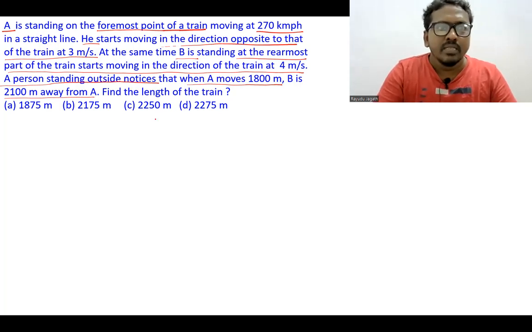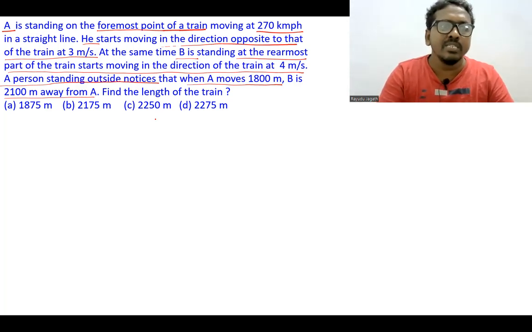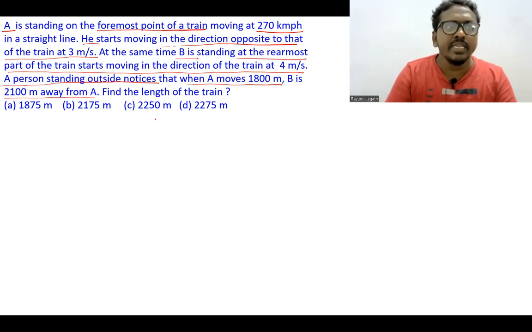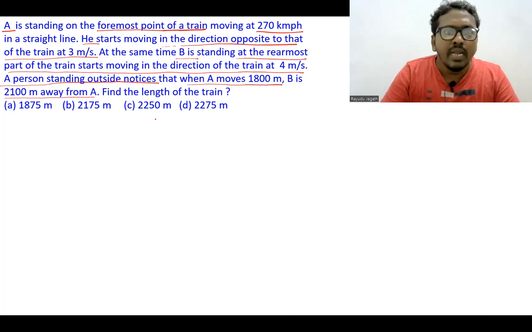Okay, here we are talking about the same train, and one person is standing at the foremost point and another person is standing at the rearmost point, and both are moving. The rearmost point person is moving with a speed of 4 meters per second towards the engine, whereas the foremost point person moves with a speed of 3 meters per second away from the engine, and an outside person observes like this.